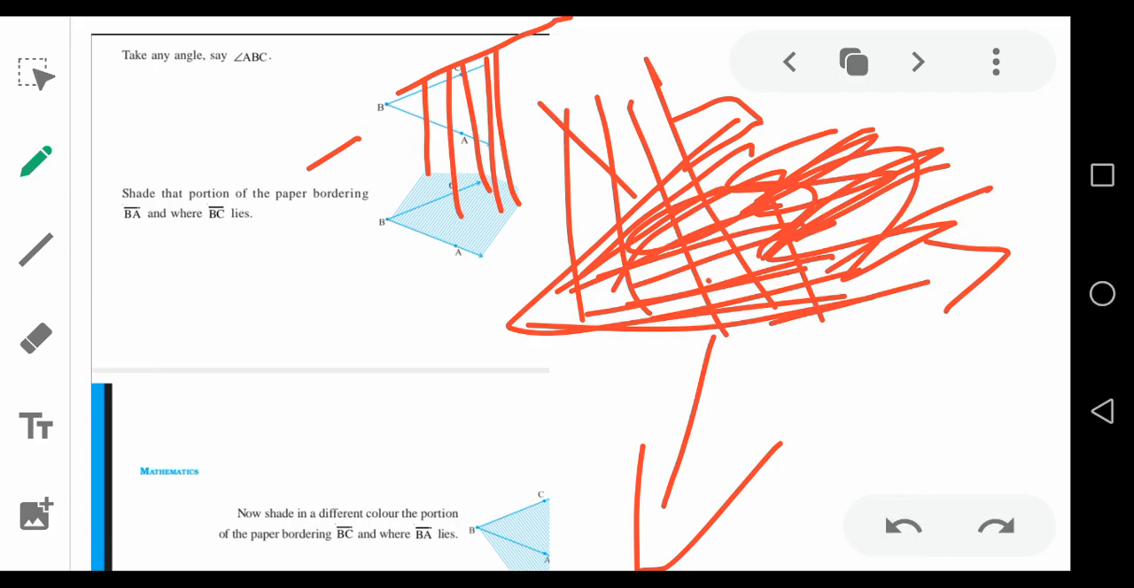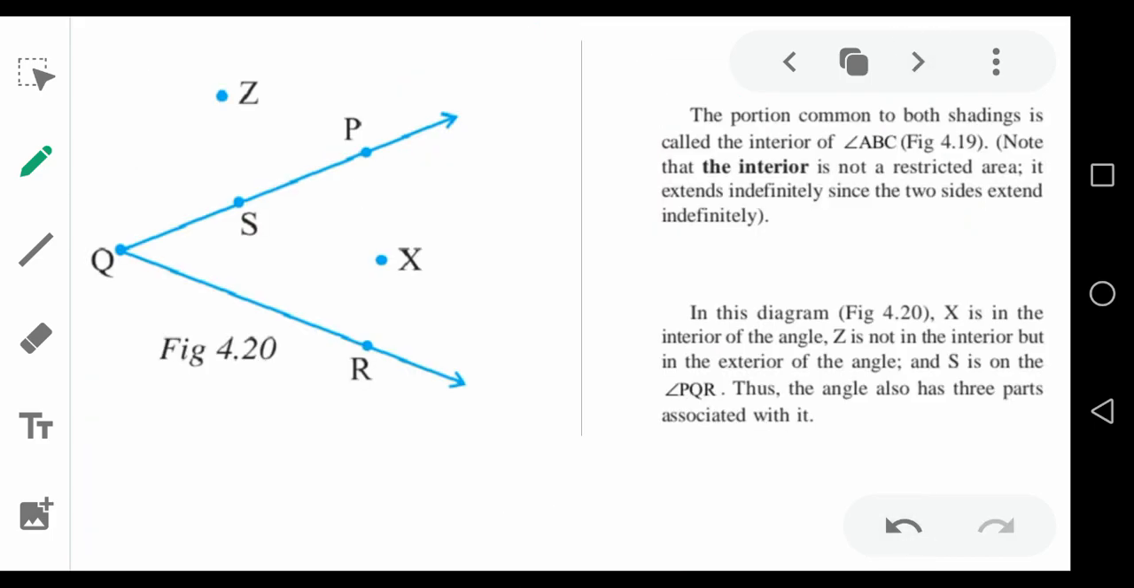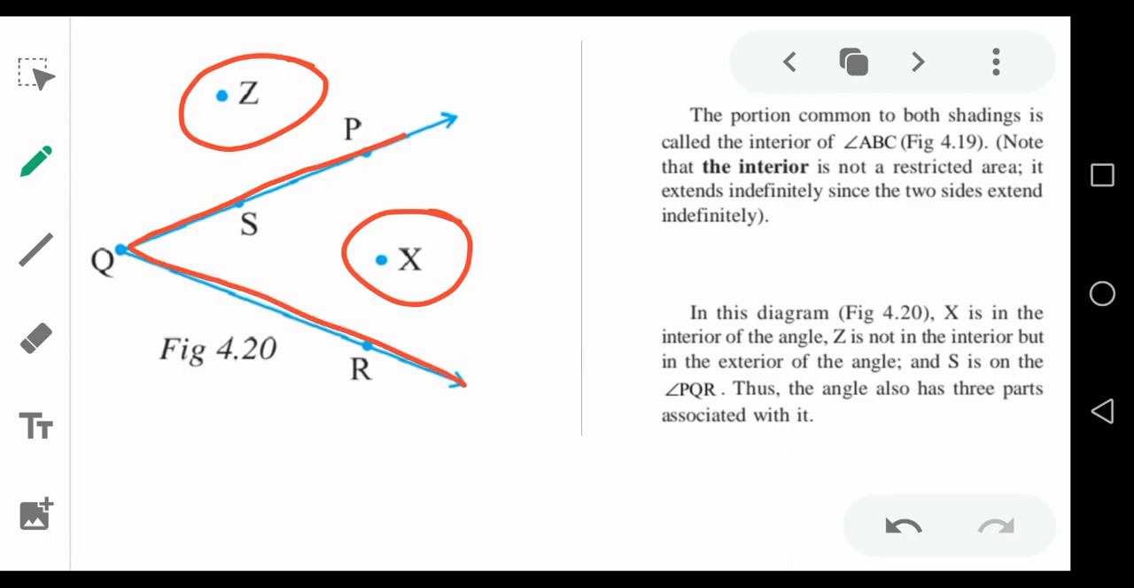Okay. Now coming to the next one. So here we can see an angle. Some points are also there. You're going to see which points are in the interior and which points are in the exterior. Okay, so you can see this point X is in the interior, right? The Z is on the exterior. Okay. Now, what is another point here? S. S is on the angle PQ. It is on the angle PQ, right? It is neither in the exterior nor in the interior. It is on the angle PQ.